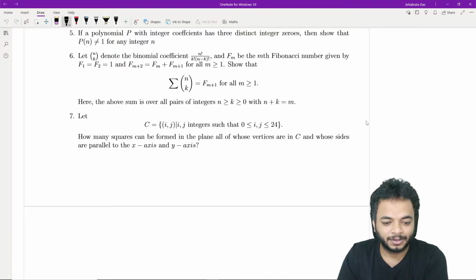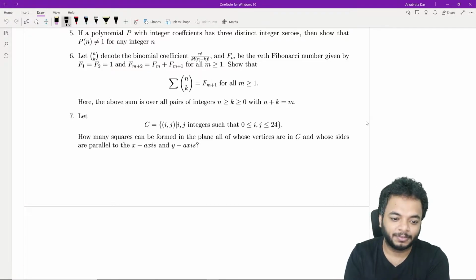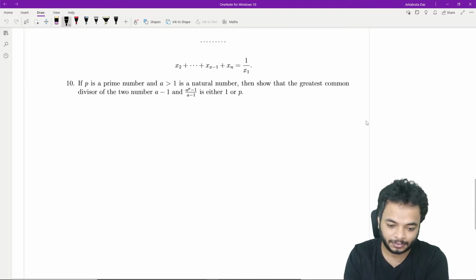Okay, so this is nothing about coordinate geometry or something. So it's basically in an n cross n square. If you know how many squares are there that are parallel to the sides of the main square, the bigger one, n cross n. So that's the problem. So let's solve it.